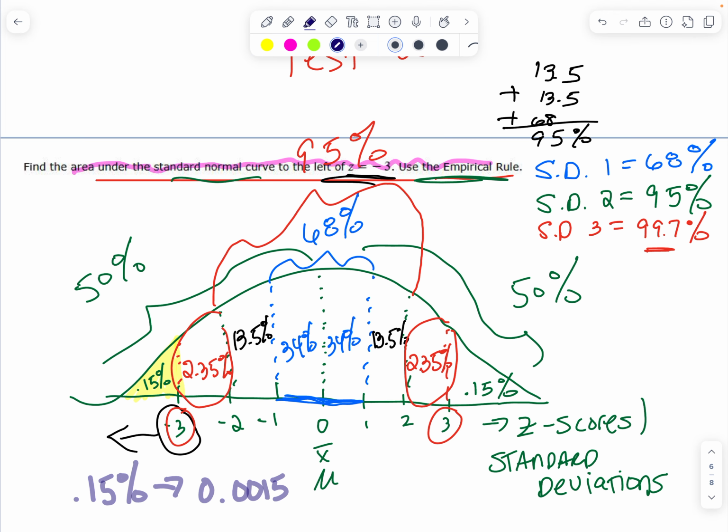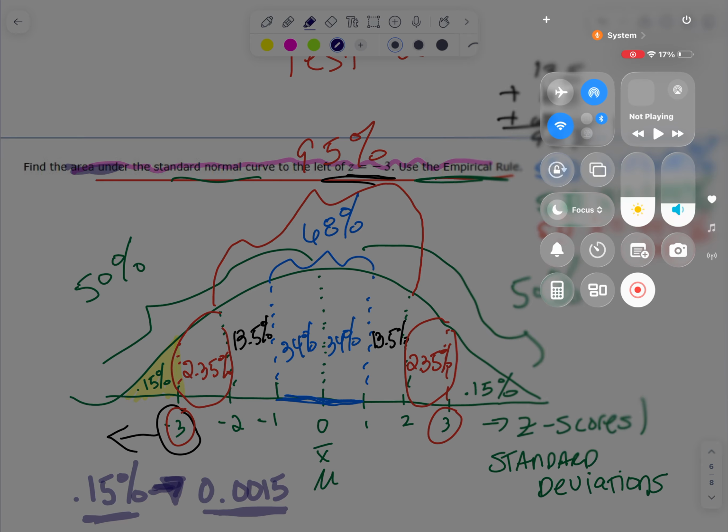So be careful. If they don't want it in percent, they're possibly going to want you to give it in decimal form, so you might need to convert. Just a heads up if you get a problem or a concept like this. Hopefully this is helpful. I'll see you in the next video.